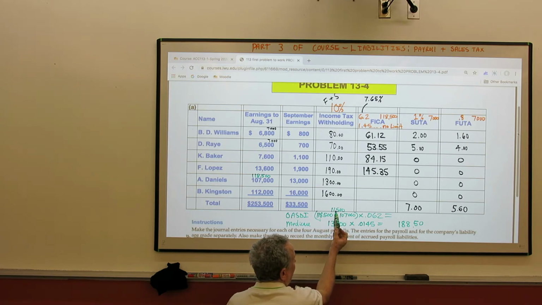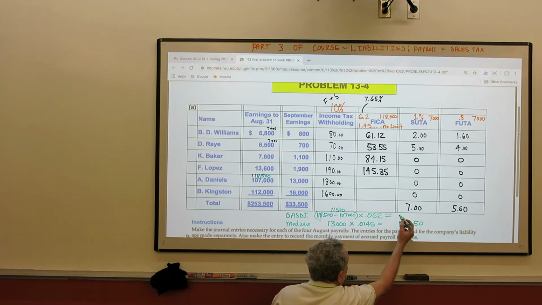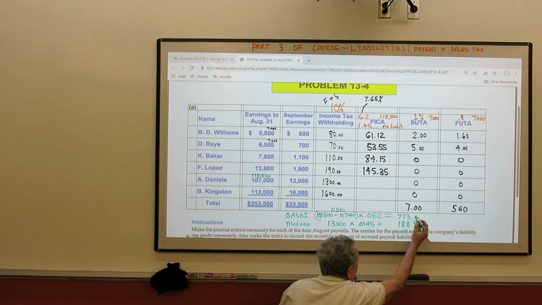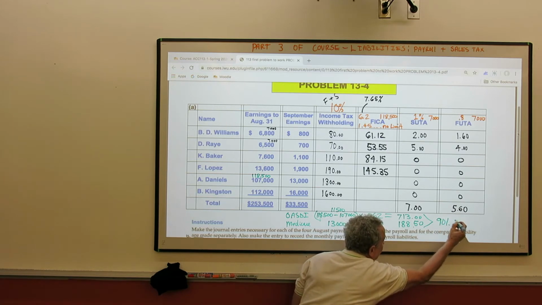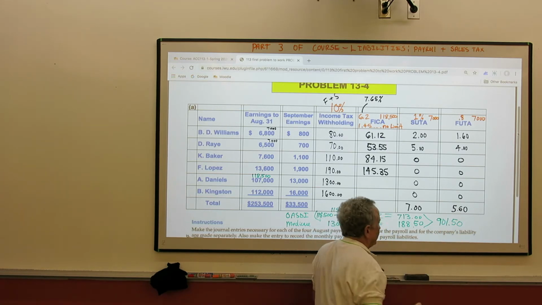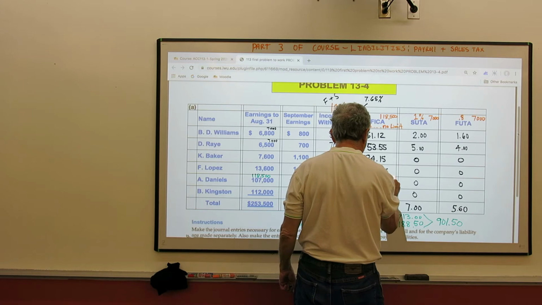Do you see what we're really saying? 11,500 out of the 13,000 is below the threshold, so it is taxable. So let's put in the 11,500 times 0.062, and that is $713. And then let's add those two. And that's $901.50. All right, and I'm going to put that in green because it was a hard calculation. $901.50.